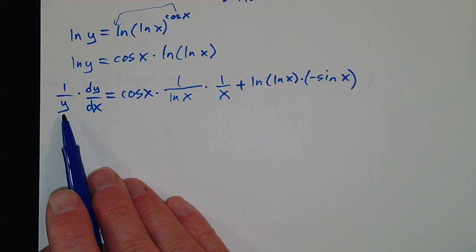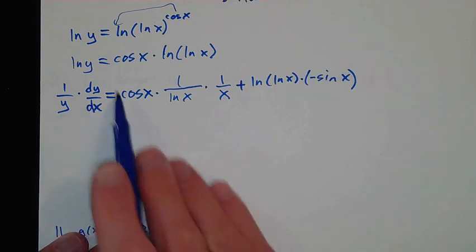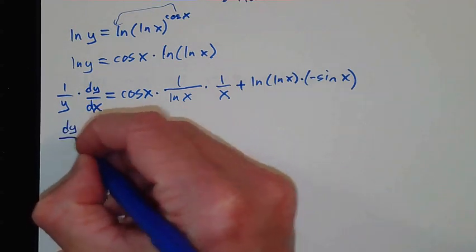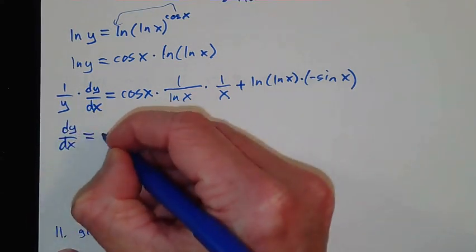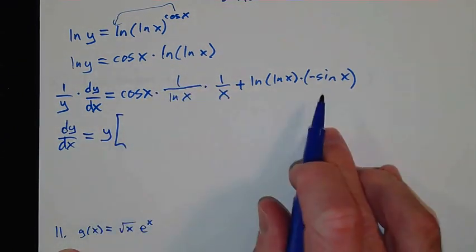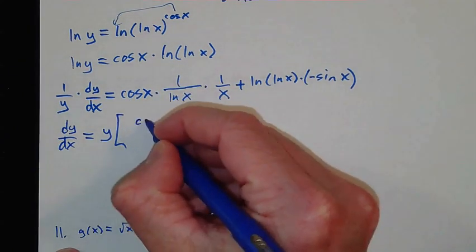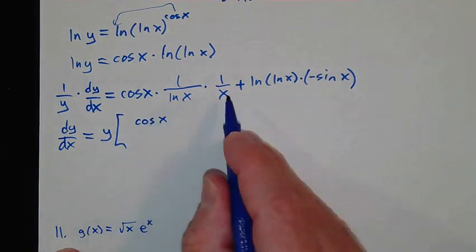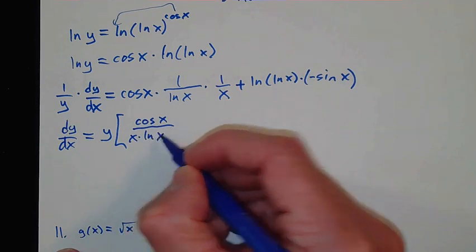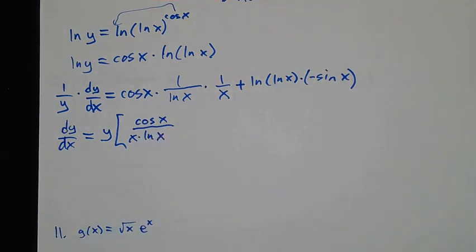And also, I'm going to multiply both sides of the equation by y to get dy dx in terms of y. So after I do that little bit of simplification, I'll have y times, I'm going to use a big bracket here because I've got a lot of stuff. Cosine in the numerator, and natural log of x times x. I'll call that x times the natural log of x, just to avoid confusion so it doesn't look like natural log of x times x.